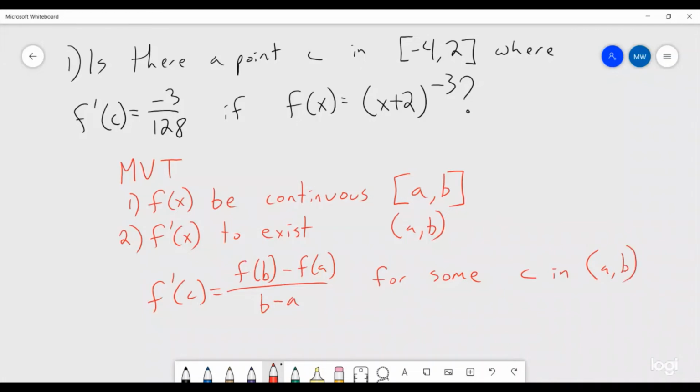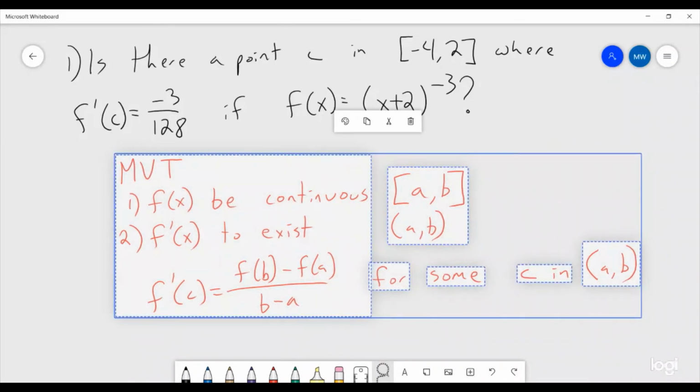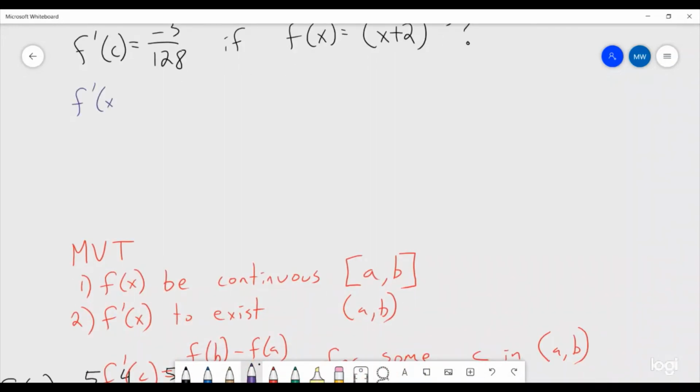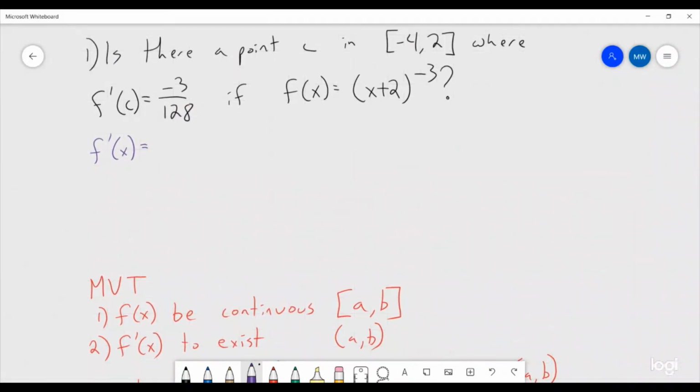So, is there going to be a point where f prime of c is equal to negative 3 over 128? Well, let's just take the derivative and see if anything exists. So, let's move the mean value theorem down a little bit. Let's look at what f prime of x is. The derivative is going to be negative 3 times (x+2) to the negative 4 times the derivative of x, which is 1. So this is negative 3 over (x+2) to the 4th. And we want to see, is this equal to negative 3 over 128?